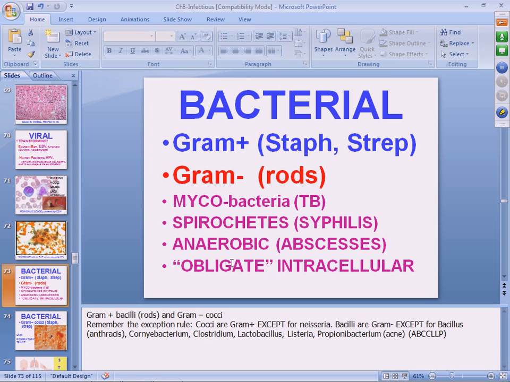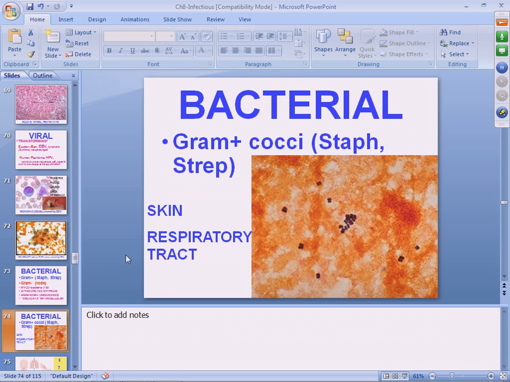And then organisms which are deserving of the name anaerobic, frequently found in abscesses, of various staining properties, gram positive, gram negative. And then the few bacteria which are designated as obligate intracellular, having a few diseases of worldwide importance. So there you go. There's your classical gram-positive cocci. Most of them are.